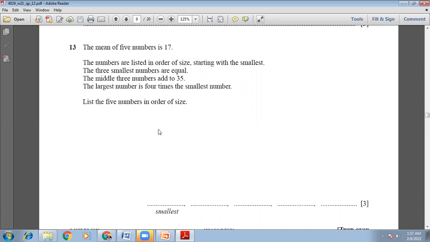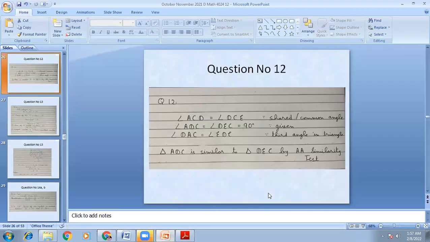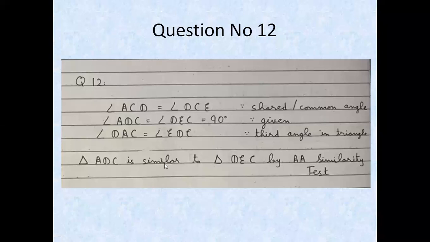Okay, so they are talking about 5 numbers. The smallest 3 numbers are equal. So for example, the first 3 numbers are equal to each other. They are A. So you have A, A, and A. Then you have B and C. He says the middle 3 numbers add up to 35. So let me go to my solution, and then from there I will explain to you.